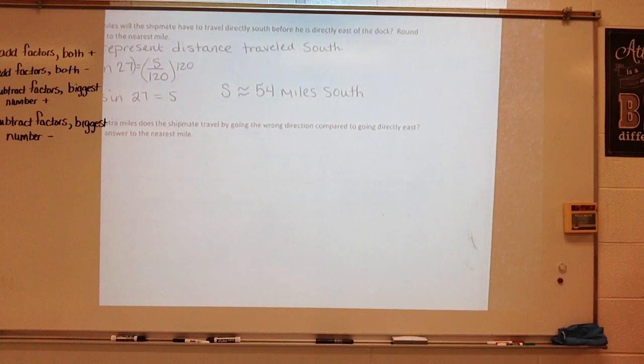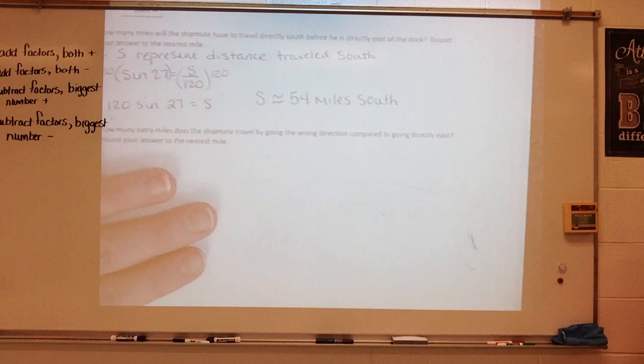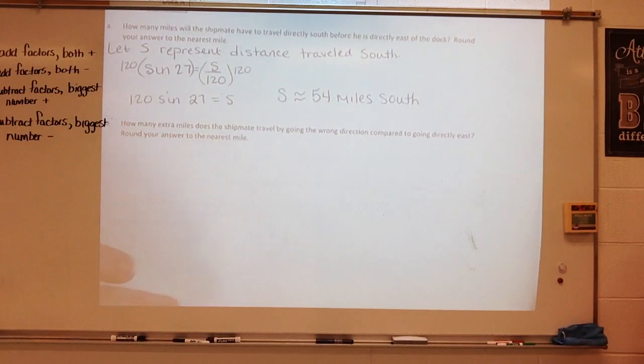How many extra miles does the shipmate travel by going the wrong direction compared to going directly east? Round your answer to the nearest mile. Think about this for just a second. We can use the Pythagorean theorem. We may use the cosine function. I'm going to stick with using cosine because I want you all to get used to that. It is completely up to you what you decide to do.